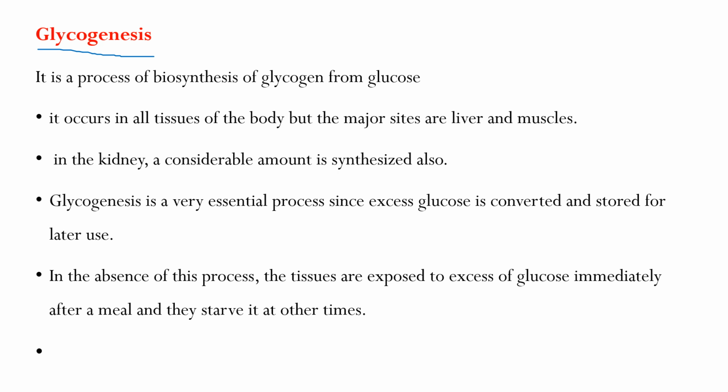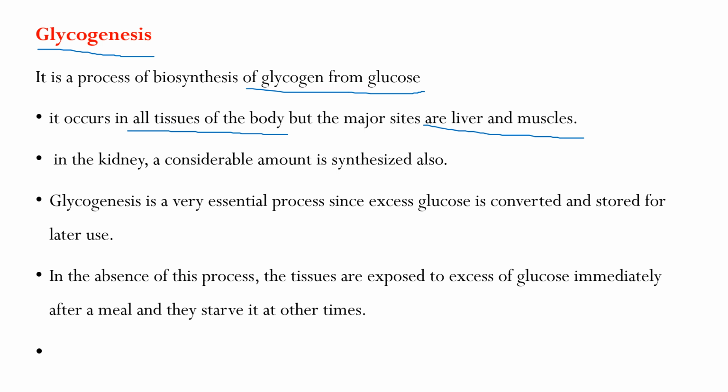This is about glycogenesis. Glycogenesis is a process by which glycogen is formed from glucose. Glycogenesis occurs in all tissues of the body, but the major sites of this process are liver and muscles. In the kidney also, a considerable amount of glycogen is produced from glucose through this glycogenesis process.